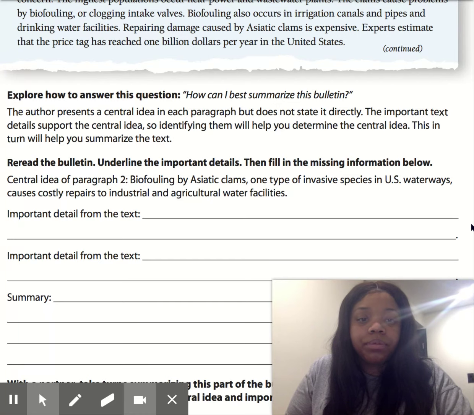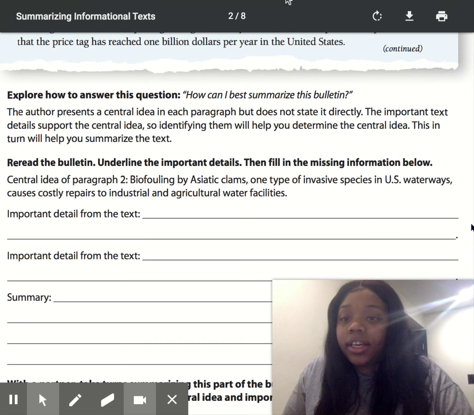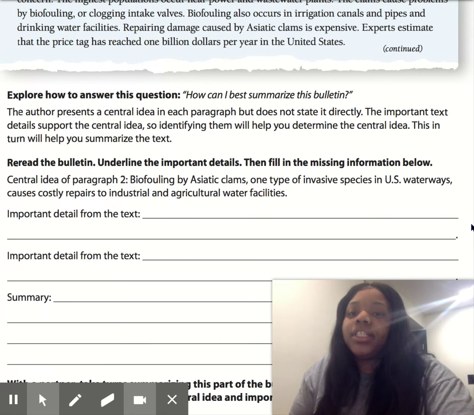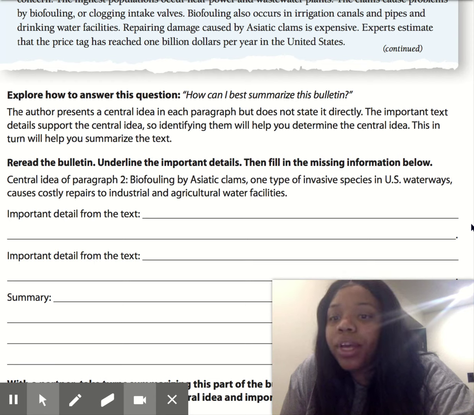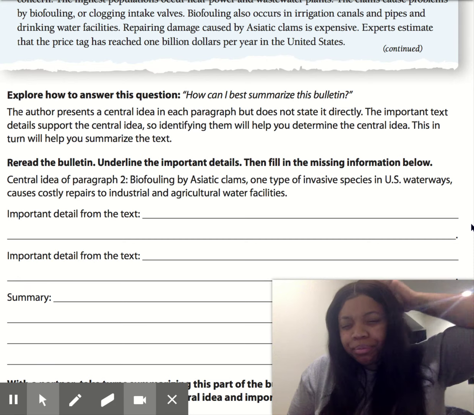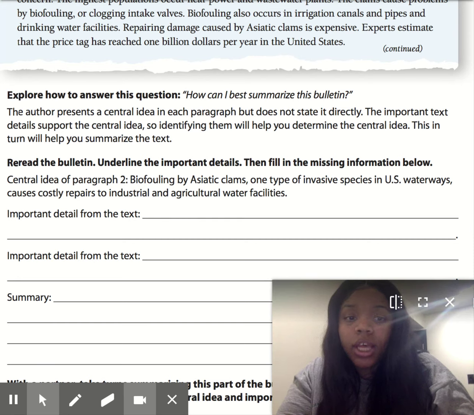So the central idea is, all right, biofouling by Asiatic clams, one type of invasive species in U.S. waterways, causes costly repair to industrial and agriculture water facilities. All right, so now we're trying to find two important details from the text, and then a summary. Yes? Yes. So we need to come up with that important text detail.